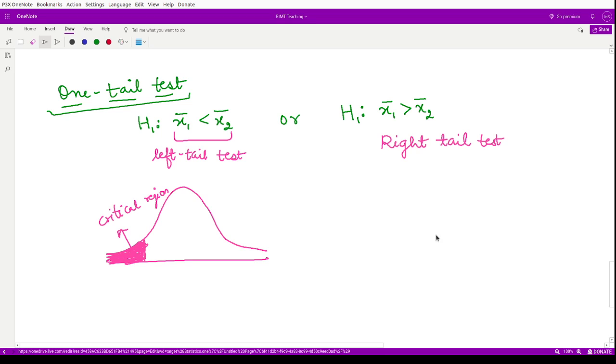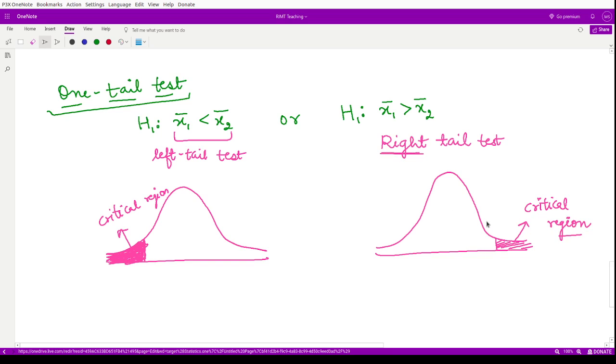hypothesis. In this case your critical region would lie to the right side of this distribution. So say this is your line corresponding to the tabulated value. So whatever is the region to the right of this line, that would be your critical region. So in this case the tail of this distribution lies to the right side of the distribution, therefore this is a right tail test, right? So according to this, this is a critical region.